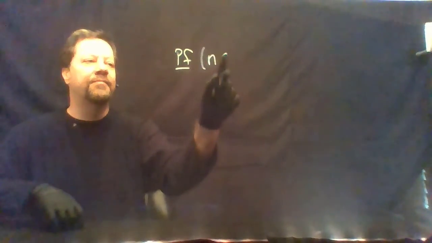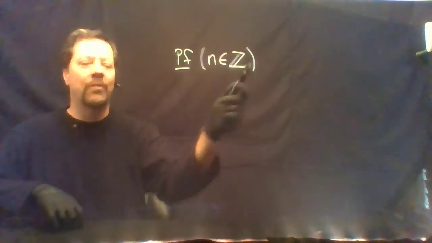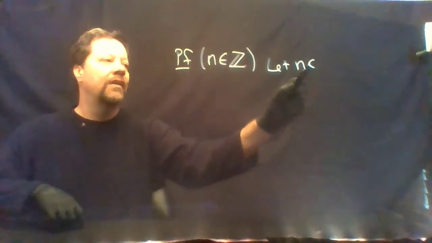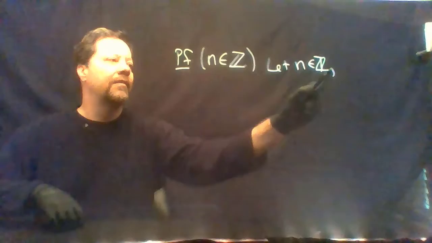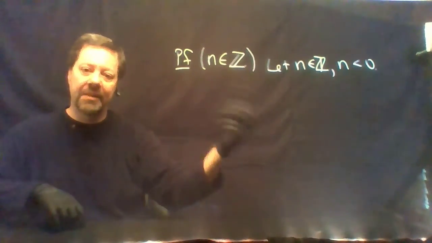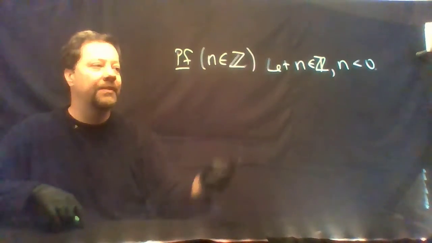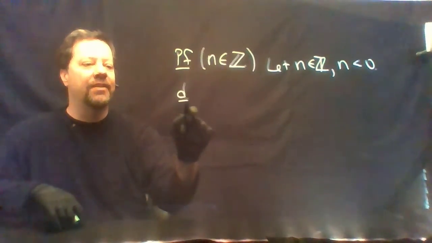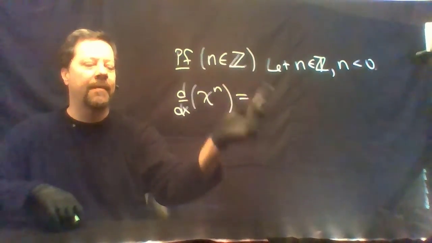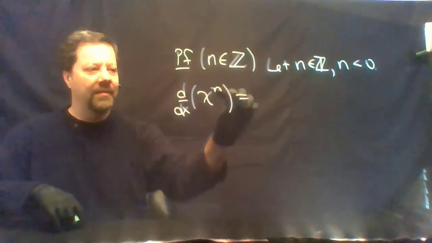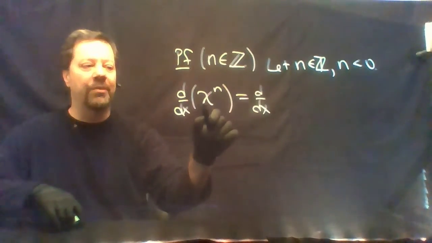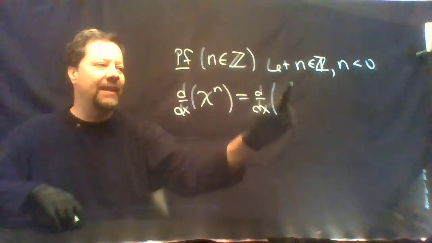For our proof, we only need to prove the case where n is an integer in negative, because the positive or 0 case has already been proved. Let's take the derivative then of x to the n. Well, what we'll do is we'll convert this problem that we have not proved to a problem that we can prove.